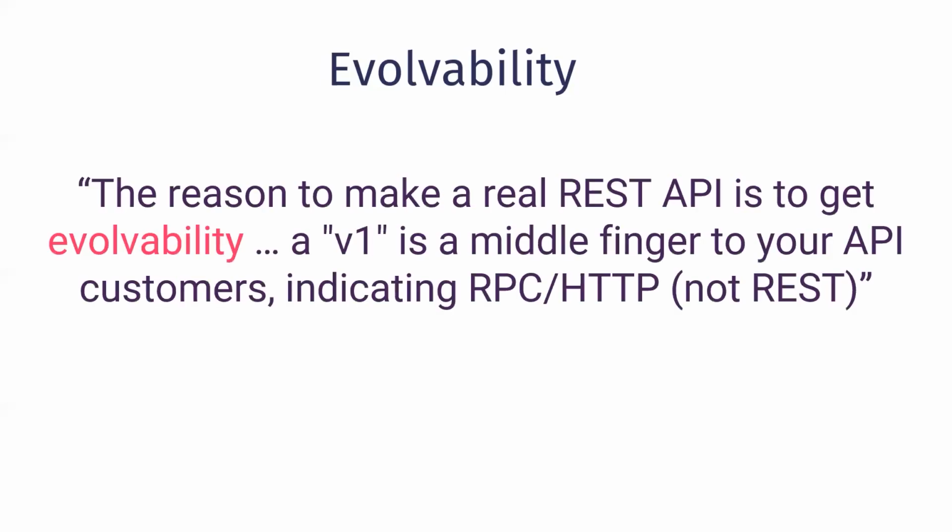because Roy Fielding, the inventor of REST, told in 2013 on Twitter that, well, the reason to make a real REST API is to get evolvability. That's all about REST, evolvability. Yeah. But when you add the V1 in the URL path, you're just showing a middle finger to your API customers, just because you will force them to change when you need to release a new version of your API.